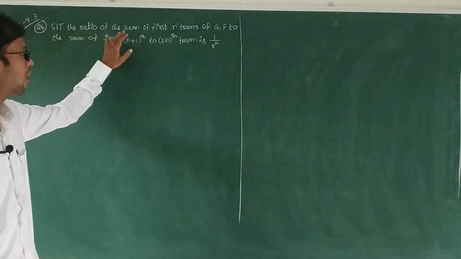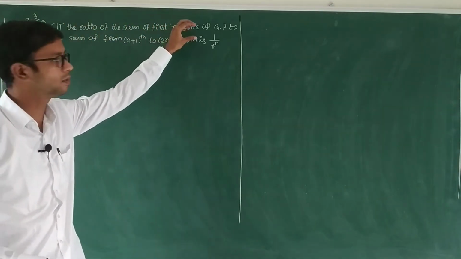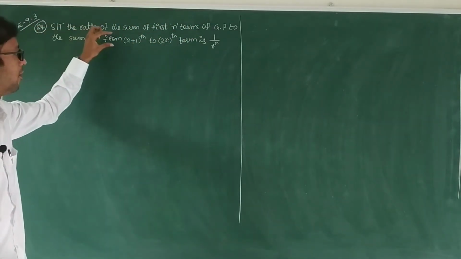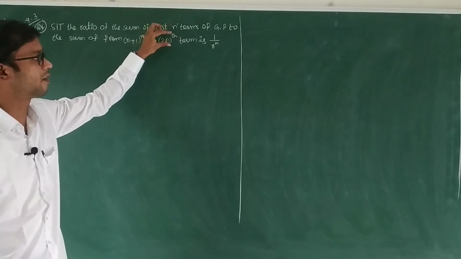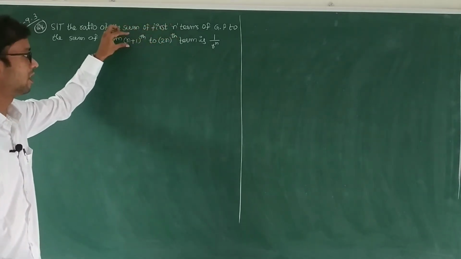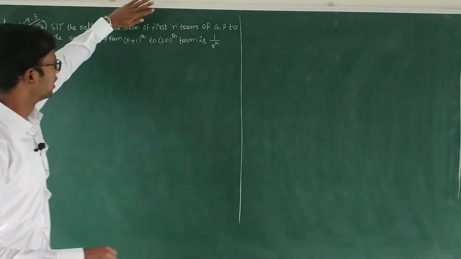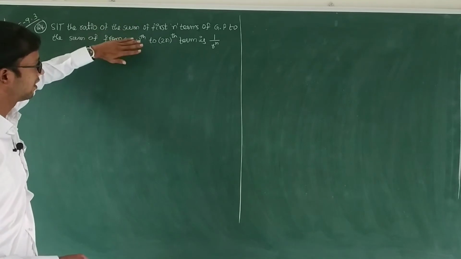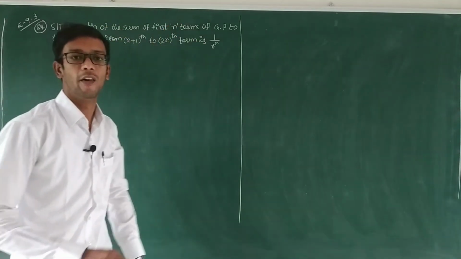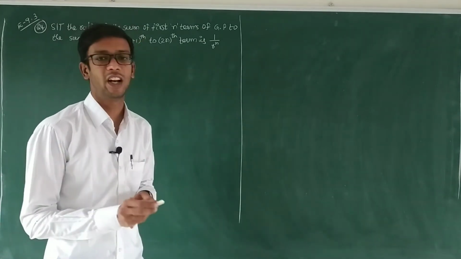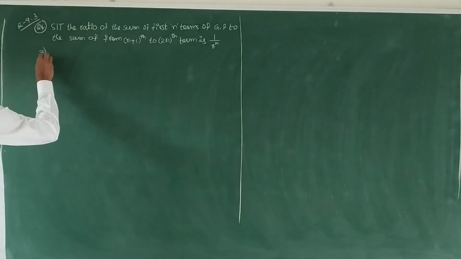Next step, problem number 24. Show that the ratio of the sum of the first n terms to the sum from the (n plus 1)th term to the 2nth term is 1 by r power n. This is one sum and this is another sum. If you take the ratio of these two sums, you have to get 1 by r power n. That only we have to do here. So for that purpose I am taking the solution here.